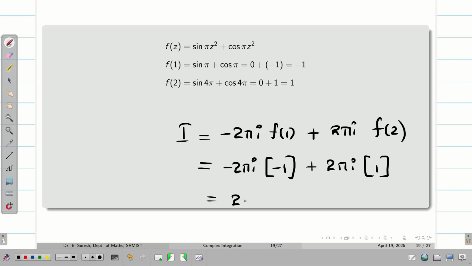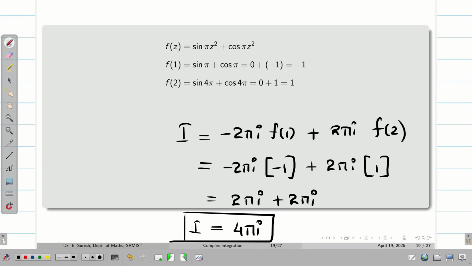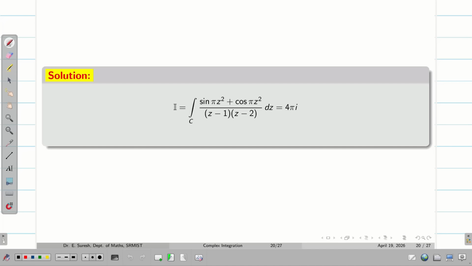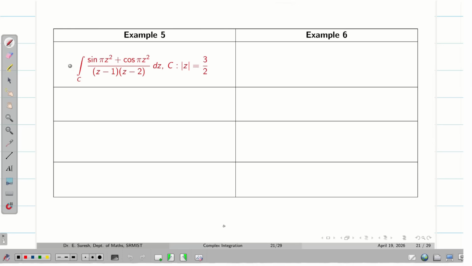So minus into minus plus, we get 2 pi i plus 2 pi i. That is 4 pi i. Therefore, my answer is 4 pi i. Hope you understand, students. For more clarity, let us take examples 5 and 6 and compare these two in a nutshell.